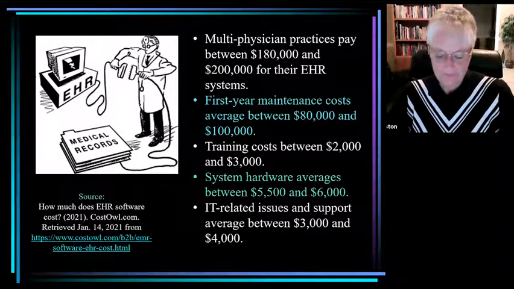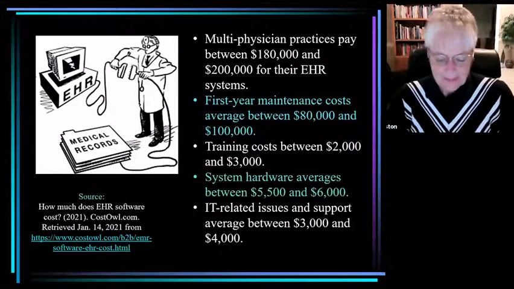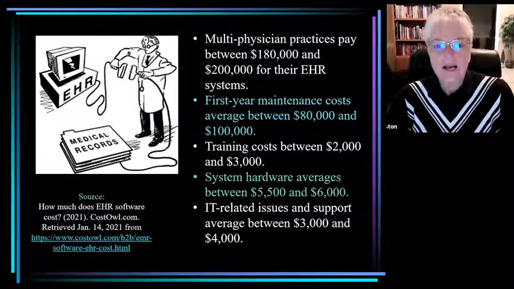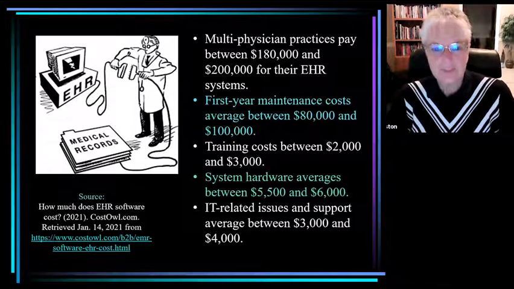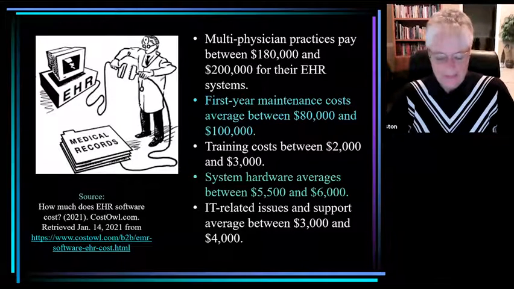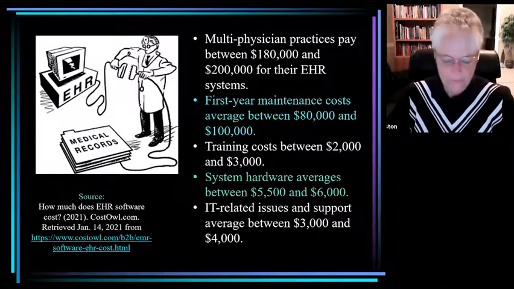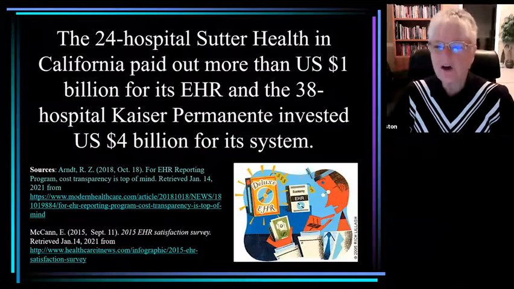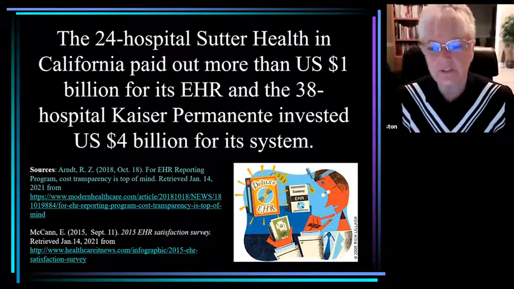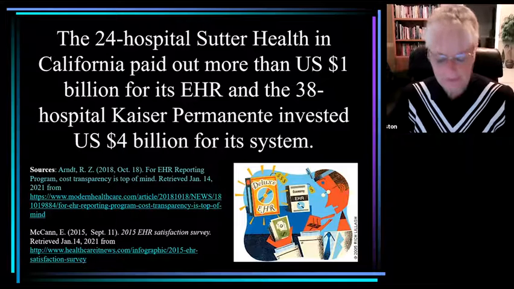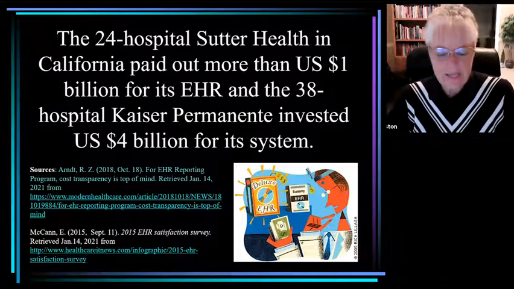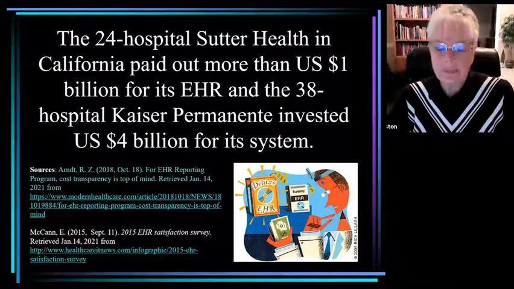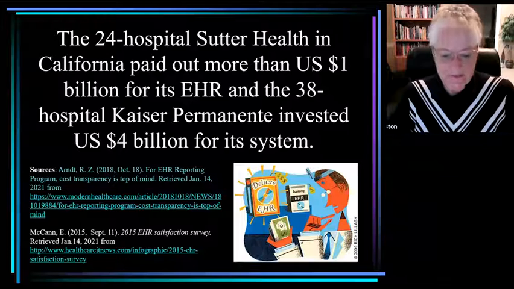The average estimated upfront cost for a multi-physician practice for an electronic healthcare record is 180 to 200,000. But then there's the additional cost of 80 to 100,000 in training. And that's just the first year alone. And that doesn't account for the cost of the hardware or the training. But it's the cost for hospitals that I want to make sure some of you younger nurses out there really recognize, because they're truly staggering. The 24 hospital Sutter Health in California paid out more than $1 billion for its electronic healthcare record. And the 38 hospital Kaiser Permanente cost $4 billion to implement its electronic health record.